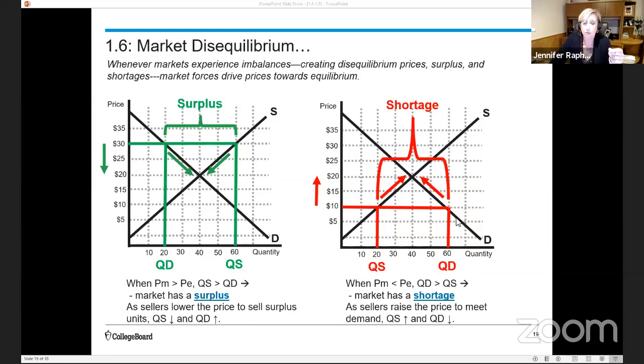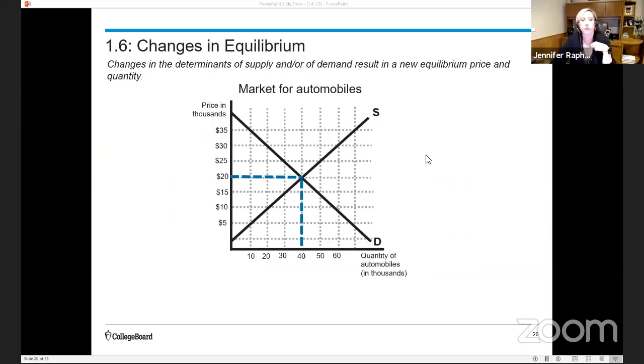All right, this is important for understanding why a change in demand or a change in supply leads to a change in the price in a market. So that's what we're going to look at now. Okay, so the changes in the determinants of supply and or of demand result in a new equilibrium price and quantity. So here's our market for automobiles.